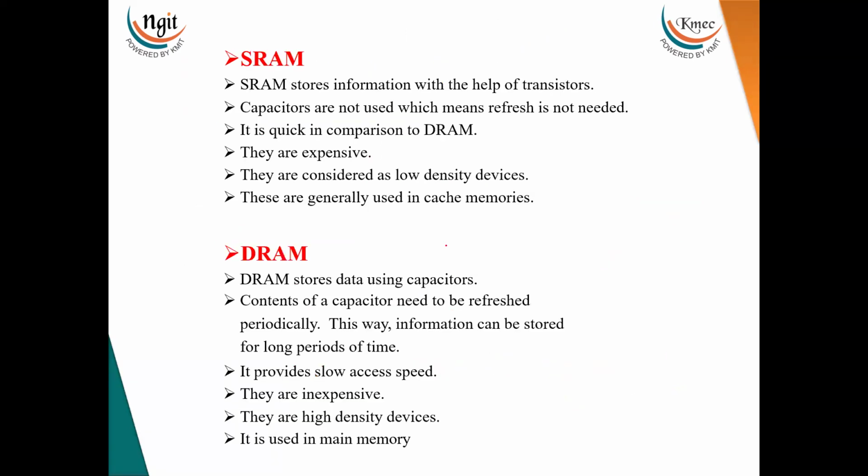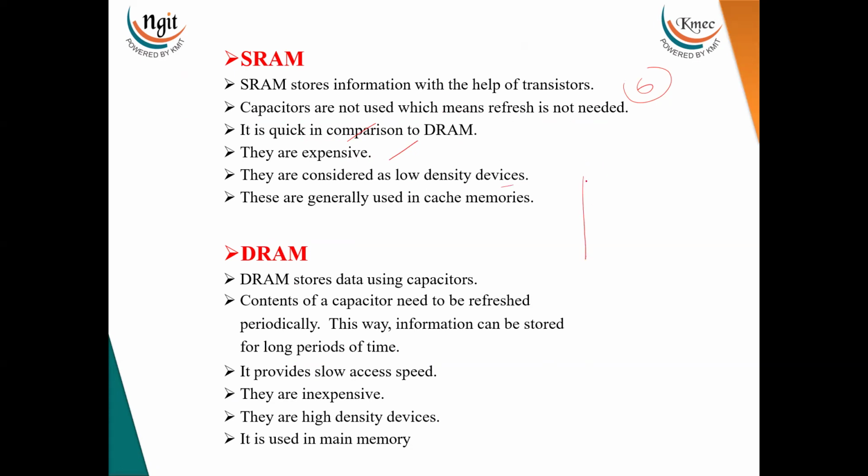Now here there are differences between SRAM and DRAM. SRAM stores the information with the help of transistors. Already we have seen that 6 transistors are used in the SRAM, and capacitors are not used, which means a refresh is not needed. So in an SRAM, we are not using the capacitor. That's why refreshing circuits are not used. And these are high-speed devices. SRAMs are high-speed, expensive and low-density devices.